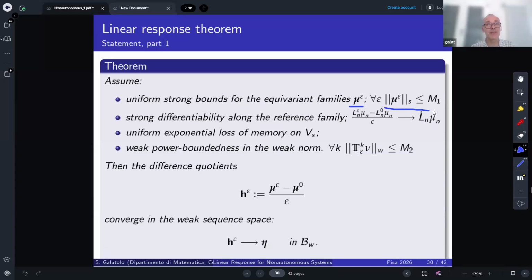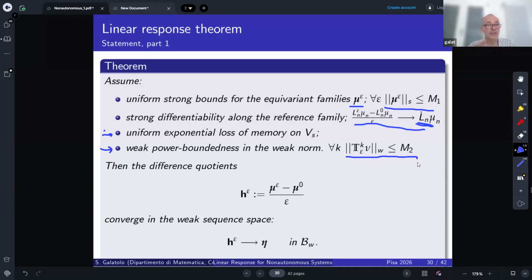And you suppose that for every epsilon in the strong space, you have this bound. They are uniformly bounded. The regularity is uniformly bounded. Then suppose the operators change differentiably, and these guys are all in the strong space. They are regular enough. Then suppose that the system has uniform exponential loss of memory that we have defined before. And also suppose that in the weak norm, the transfer operator is power bounded. This will happen, for example, if the weak norm is L1. In L1, every transfer operator has norm less than 1.